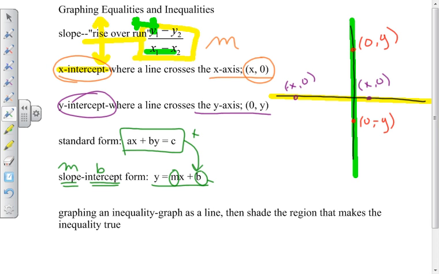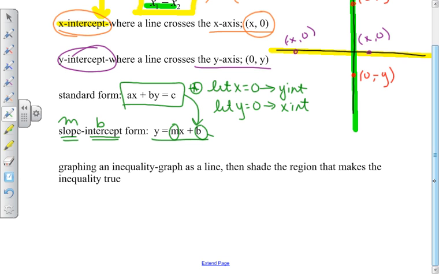If you have standard form, if you let x equal 0, you get the y-intercept. And if you let y equal 0 and solve, you get the x-intercept. So both of these equations are pretty useful when it comes to graphing.